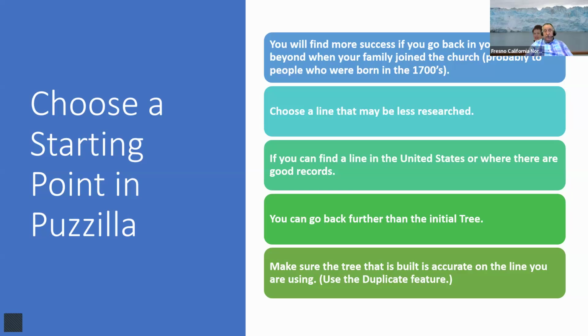Remember, you can go back further than the initial tree. You can go back to the last generation on the tree, click on the person, and then say, let me see that person's ancestors. And then make sure that the tree that is built is accurate, at least up to where you're clicking on it. So you might want to just quickly go through the ancestry back to the person that you click on to make sure that there's nothing really messed up about the tree, at least in that one section.